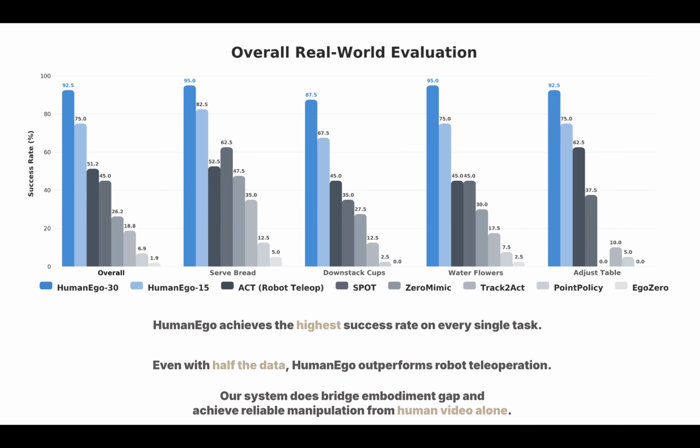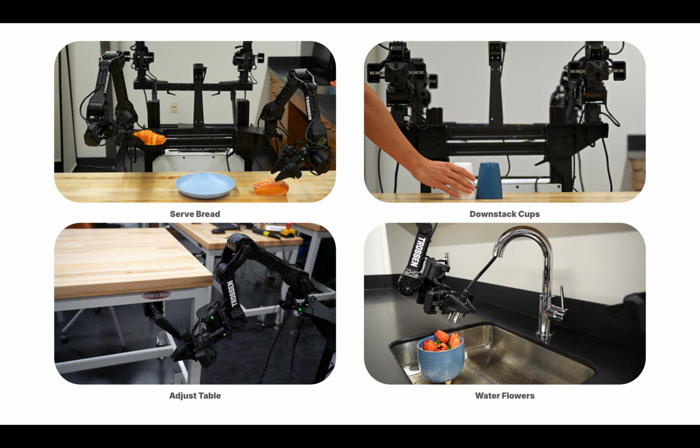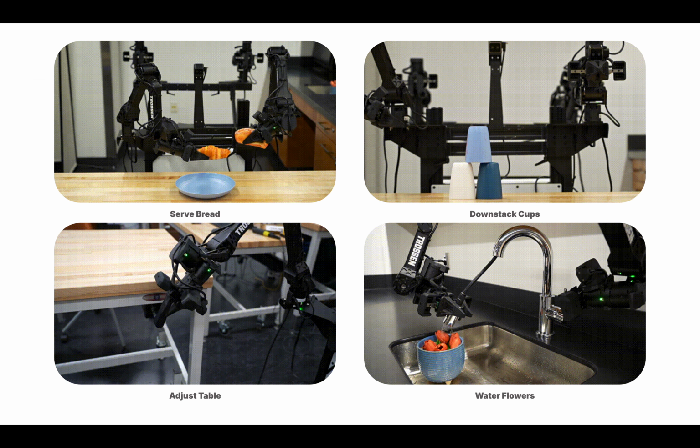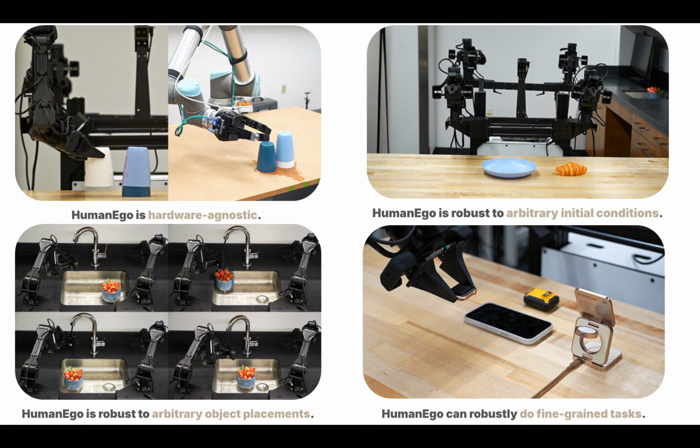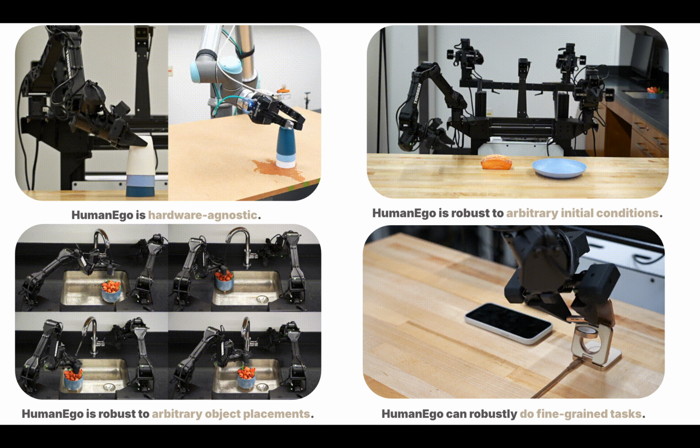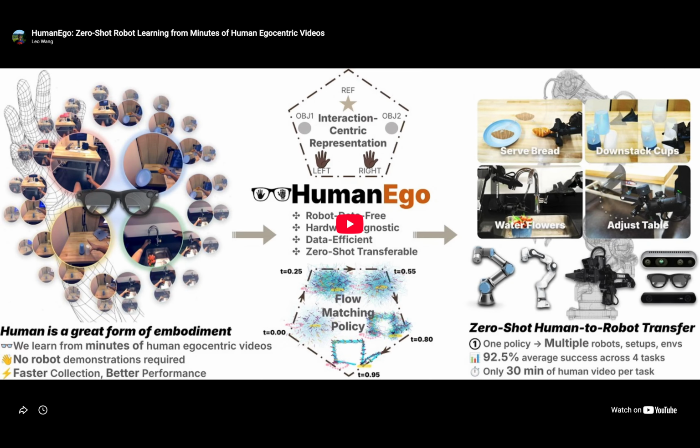So now let's take a comprehensive evaluation of our method. We evaluate on 4 real-world tasks against 6 baselines, all trained on 30 minutes of data per task. Here is the result. HumanEgo achieved a 92.5% success rate, the highest on every single task. And even with just 15 minutes of data, it still hits 75%, outperforming all methods, including ACT trained on robot data. Here are some real-world video clips.